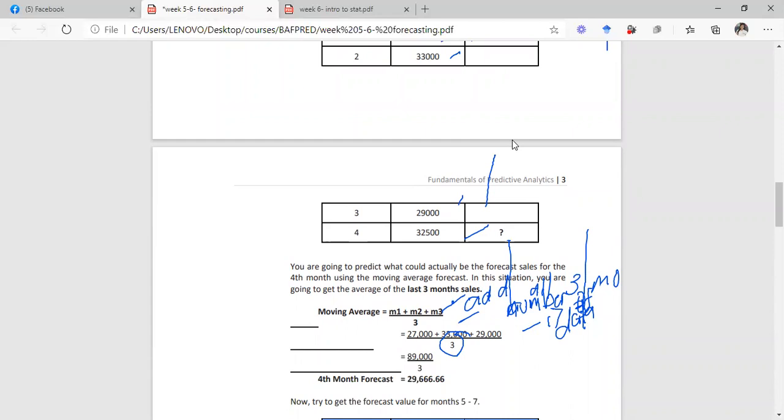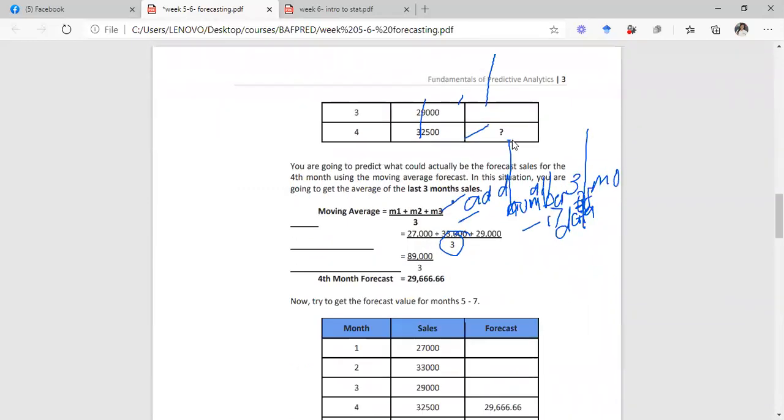Say for example, we have here 27,000. So 27,000 plus 33,000 plus 29,000 is equal to 89,000, divided by 3 becomes 29,666.66. So that is our moving average. Okay, we get that.